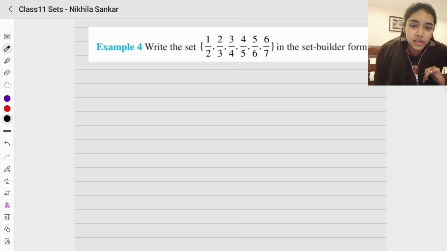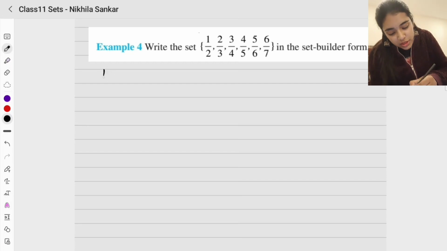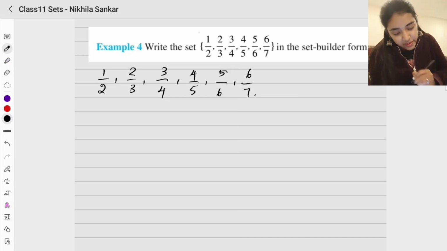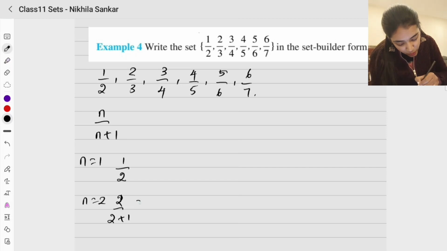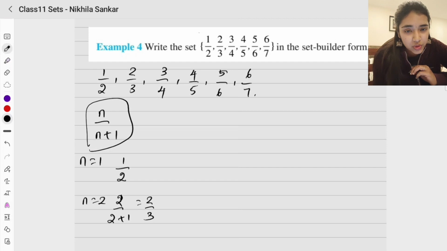Write the set in the set builder form. So again you have to find the pattern. You have to find out how it is given. So you have 1 by 2, 2 by 3, 3 by 4, 4 by 5, 5 by 6, 6 by 7, it is given like this. So what do I see? I have n divided by n plus 1. Correct? Now if the value of n is 1, I'll have 1 divided by 1 plus 1, which is 2. Now if the value of n is 2, I'll have 2 divided by 2 plus 1, which is 2 divided by 3. So this is the pattern. So I found out what my pattern is.